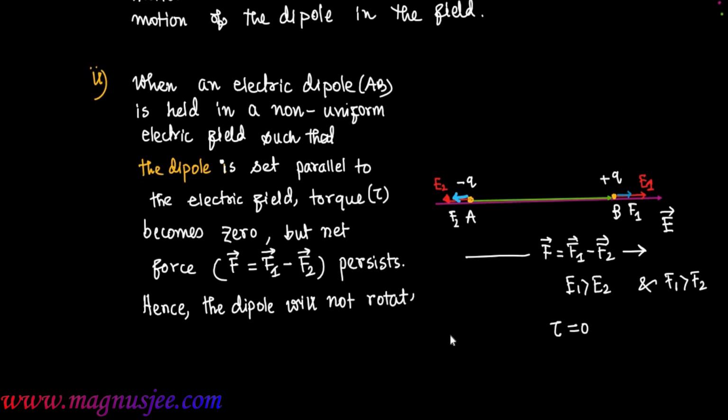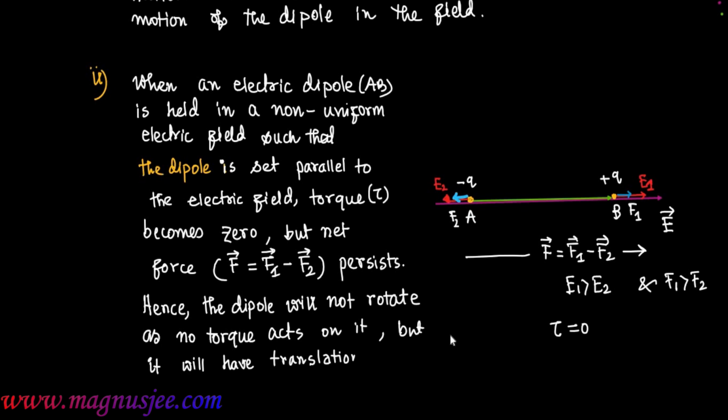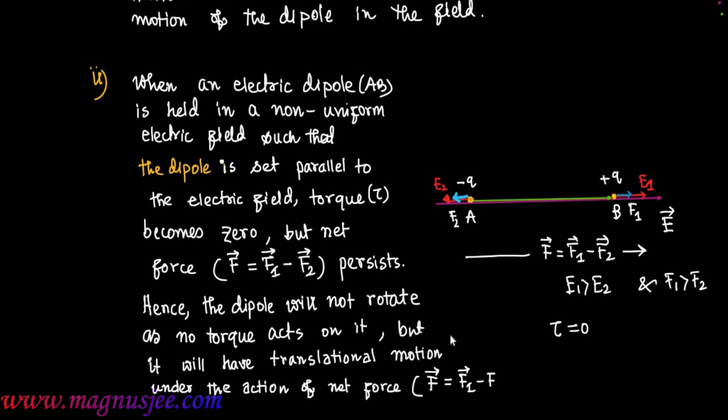Hence the dipole will not rotate, as no torque acts on the dipole. But it will have translational motion under the action of the net force, vector F equal vector F1 minus vector F2, where vector F1 is the greater force experienced by plus q charge.